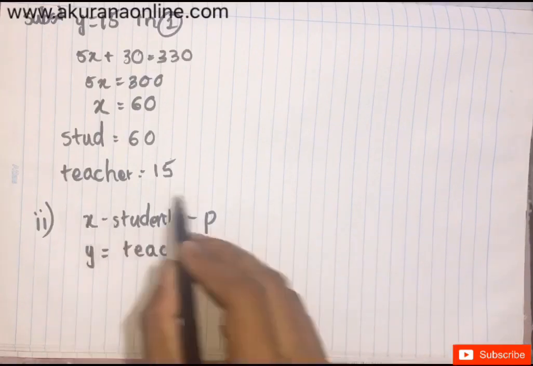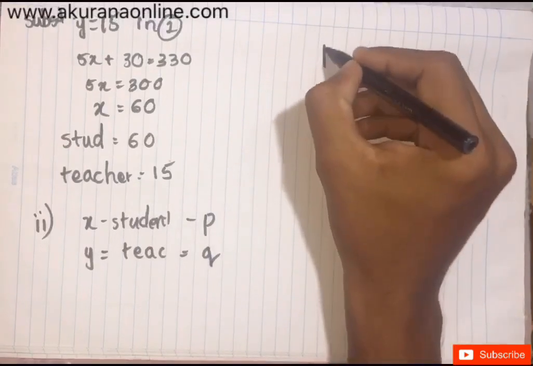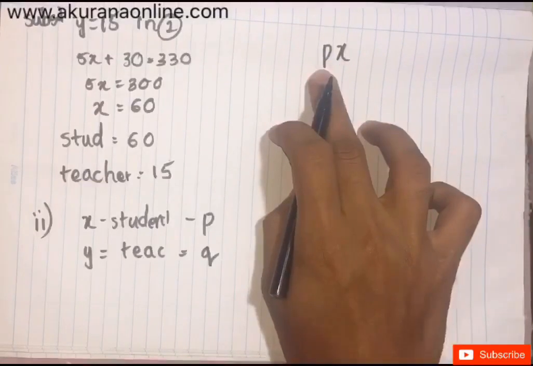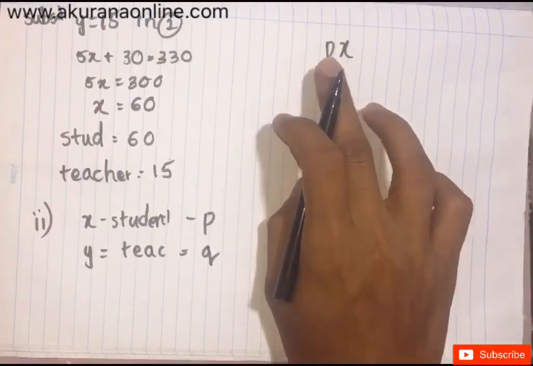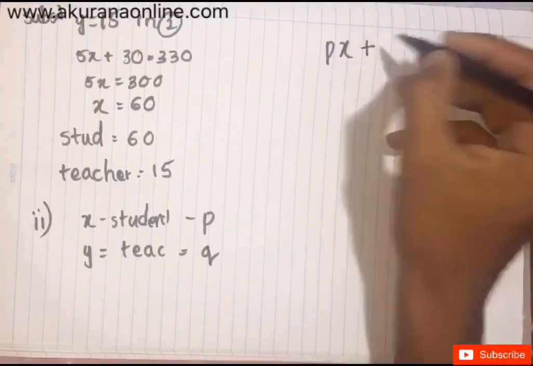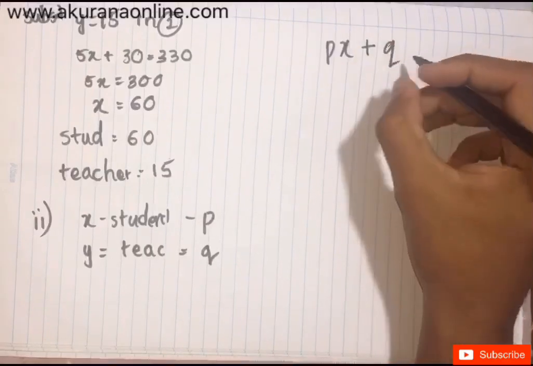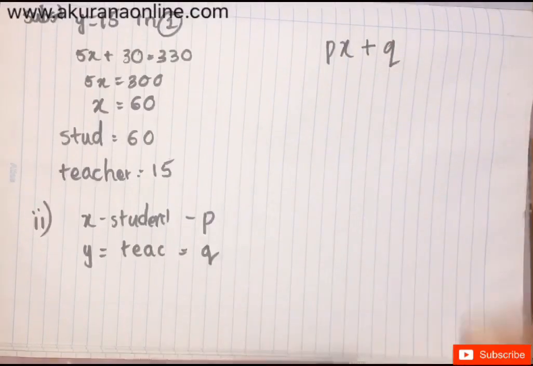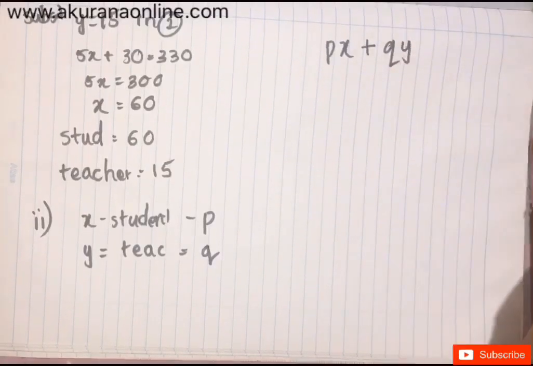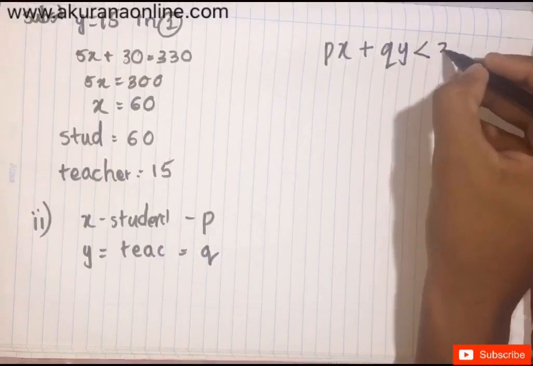Now let us find the total number of saplings given to all the students. How do we find? You have to just multiply p and x. Number of students is x, number of saplings given per one student is p, therefore you multiply. Also now you have to get the total, therefore you have to multiply q. Q is the number of saplings given to a teacher, and there are how many teachers? Altogether there are y teachers. This total should be less than 330.